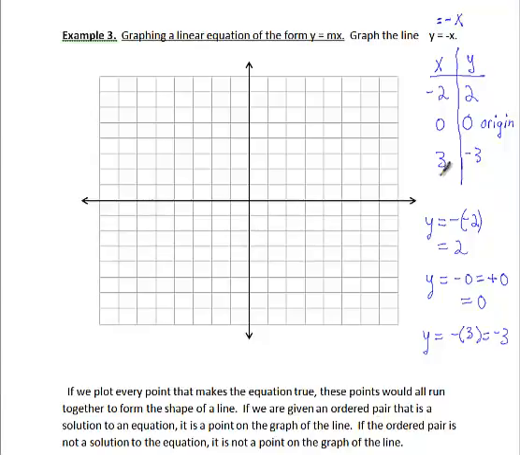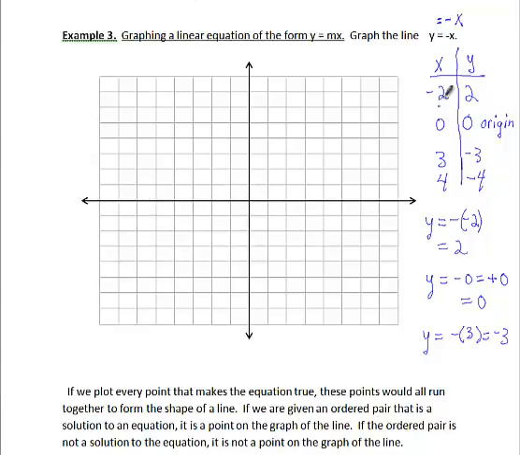So if I picked 4 and I added that value to my table, then I just simply say for y, negative 4. So we have plenty of points to plot here. Negative 2, 2 means that I go over 1, 2, and then down 1, 2. Up. I got in a hurry. I want to go up.